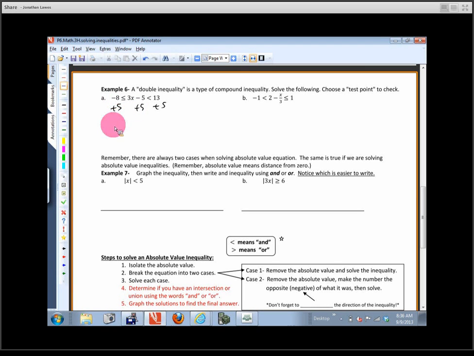Does that change the direction of the inequalities? Nope. So this is a negative 3 less than or equal to 3x less than or equal to 18. And then all I do is divide by 3. So this is what I get. Negative 1 less than or equal to x less than or equal to 6. Now that is the answer as an inequality.